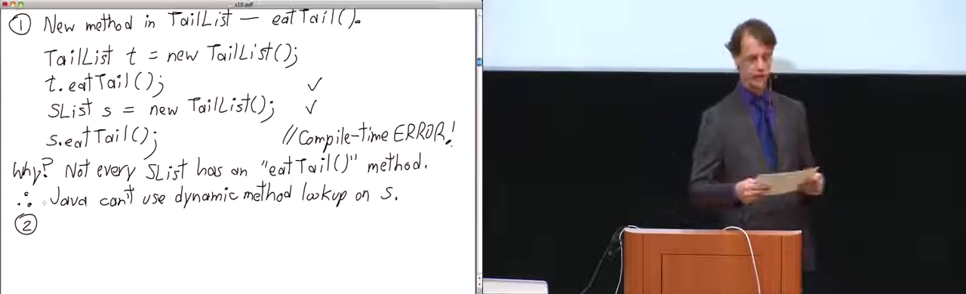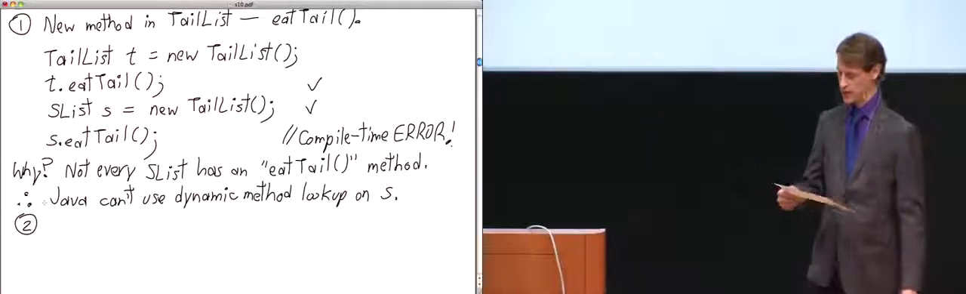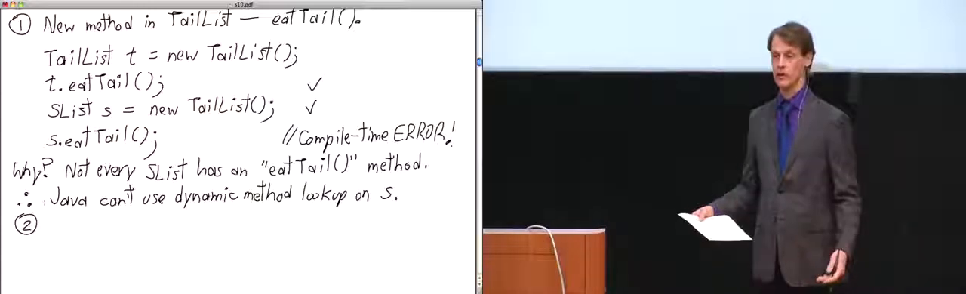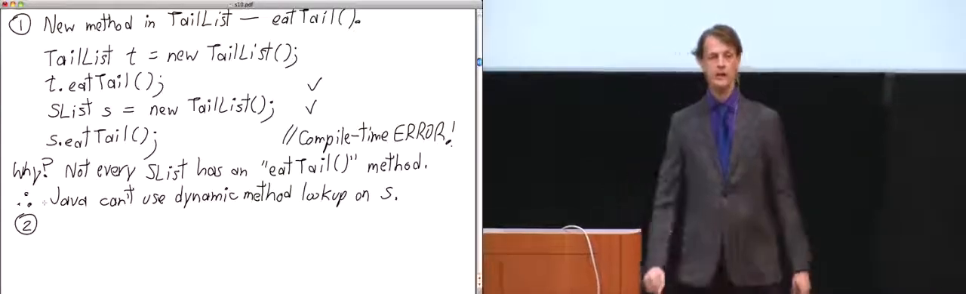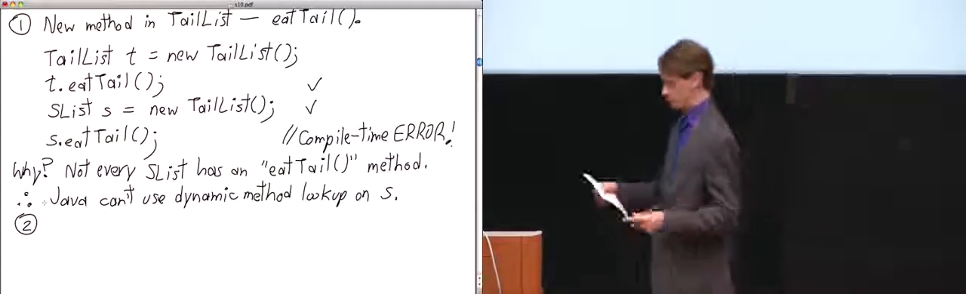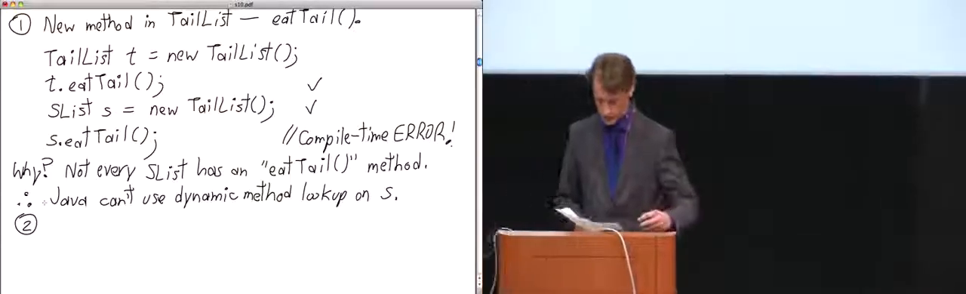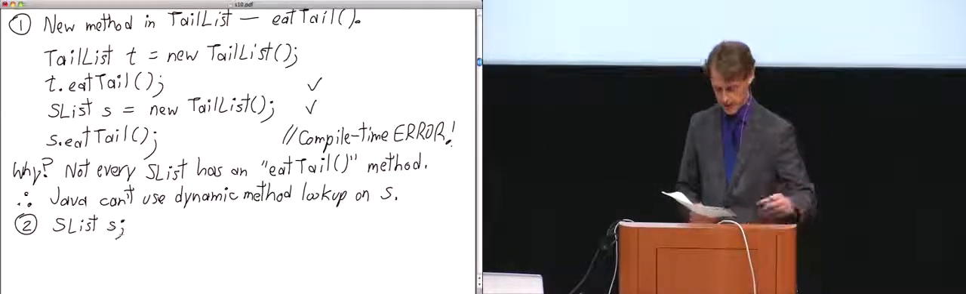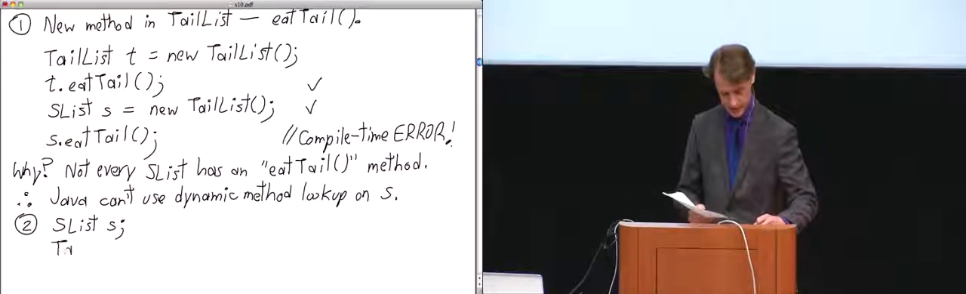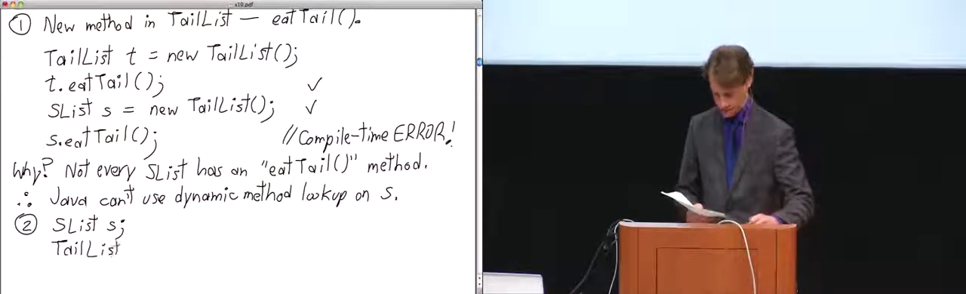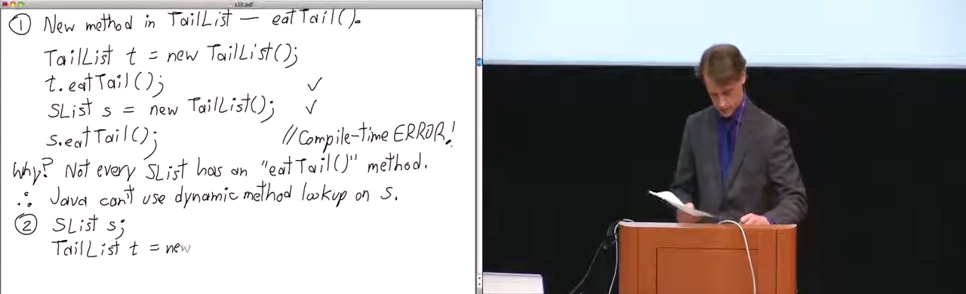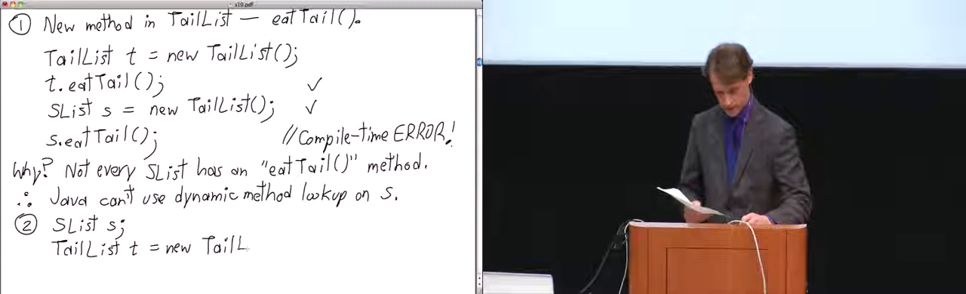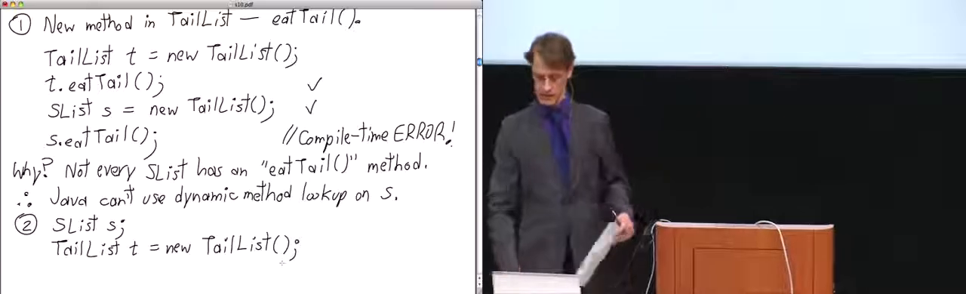All right, I pointed out earlier that you cannot assign an SList object to a TailList variable. An SList is not a TailList. The rules get more complicated when you're assigning one variable to another. So, suppose I have two variables. S has static type SList, T has static type TailList. And now I assign a TailList object to T. So T also has dynamic type TailList.